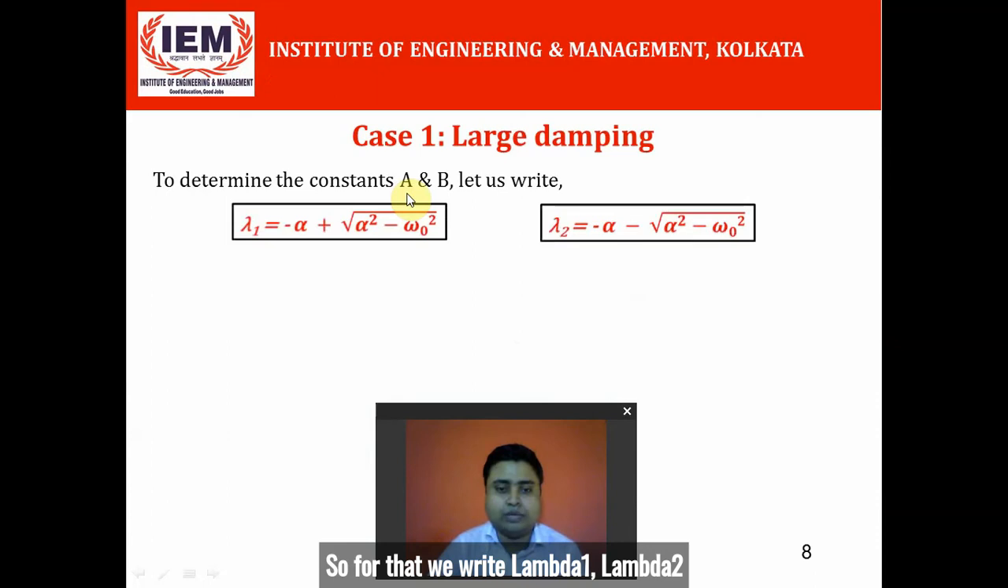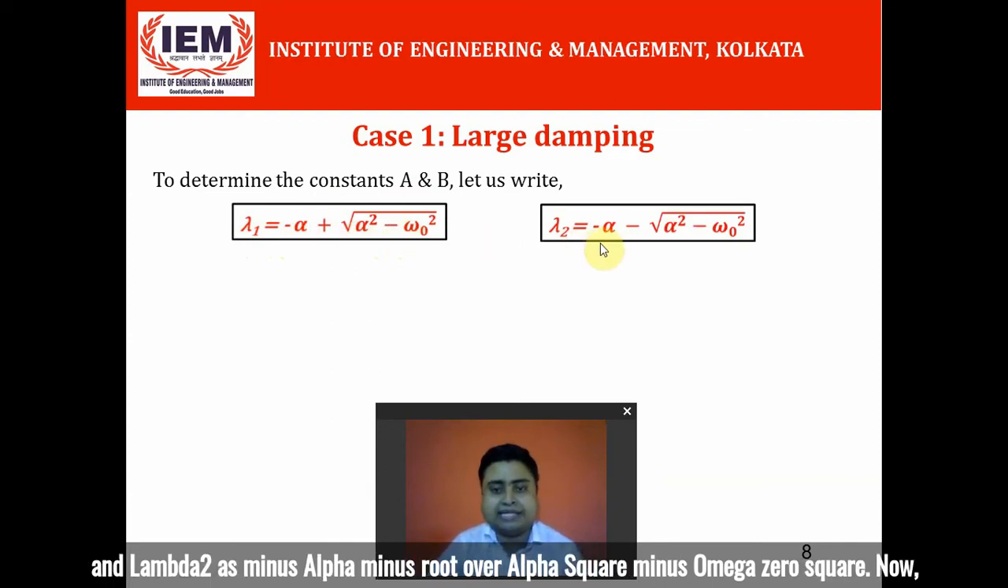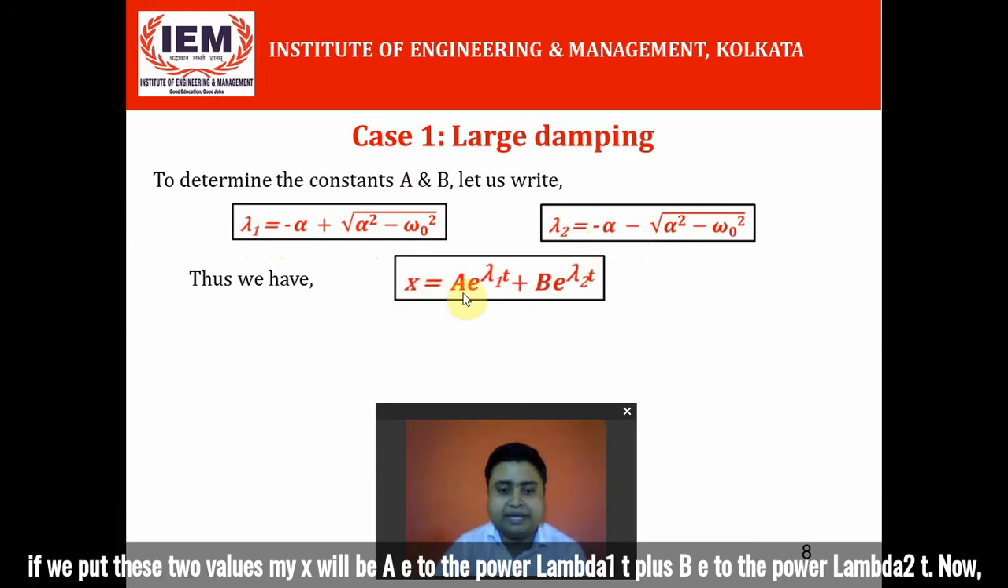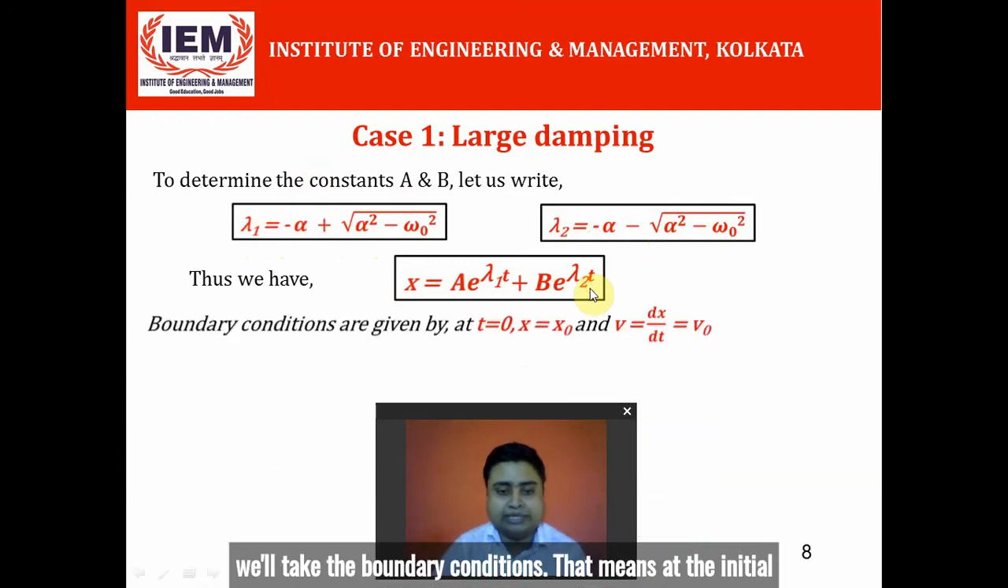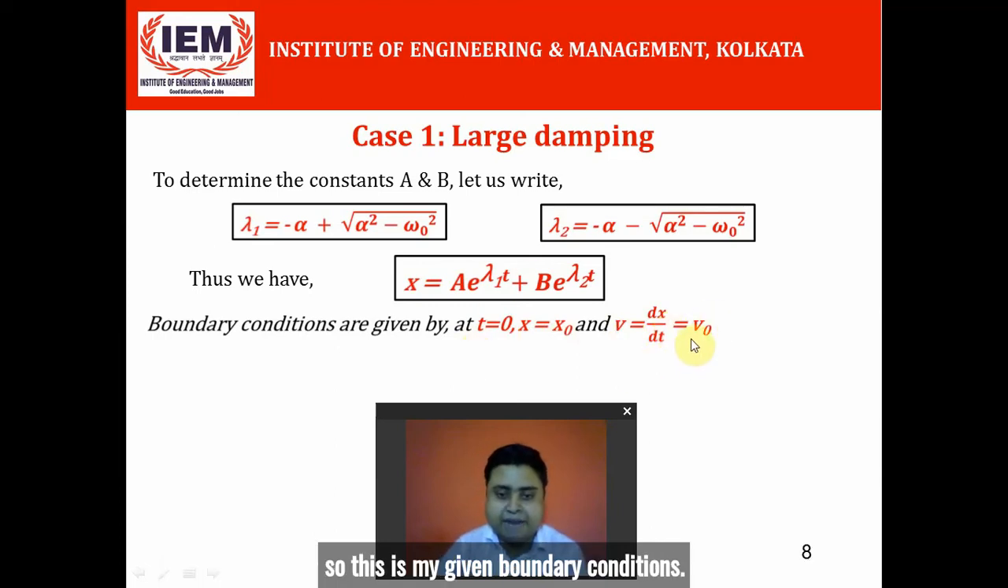For that we write lambda 1 equal to minus alpha plus root over alpha square minus omega 0 square, and lambda 2 as minus alpha minus root over alpha square minus omega 0 square. Now if we put these two values, my x will be a e to the power lambda 1 t plus b e to the power lambda 2 t. Now we take the boundary condition. That means at the initial stage, when t equal to 0, your displacement is x0 and your velocity is v0. So this is my given boundary condition.